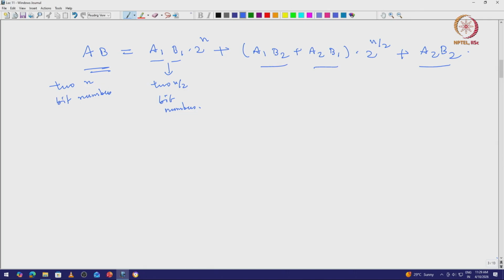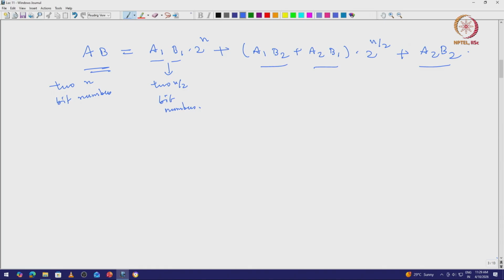So, you can do the following, you can evaluate A1 B1, you can evaluate A1 B2, A2 B1, A2 B2, because you are given A and B. First half and second half you consider and you can evaluate it. How do you evaluate it? Recursively, right.